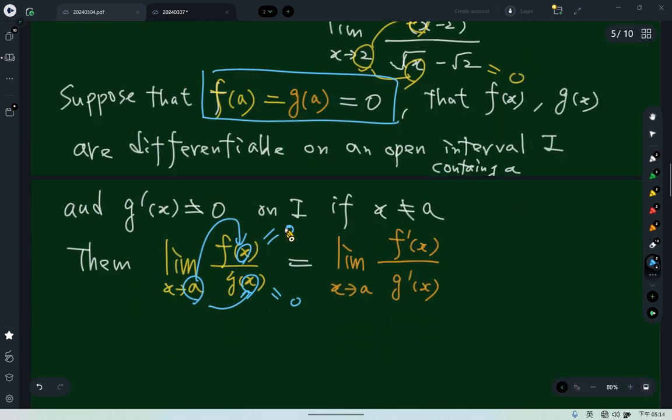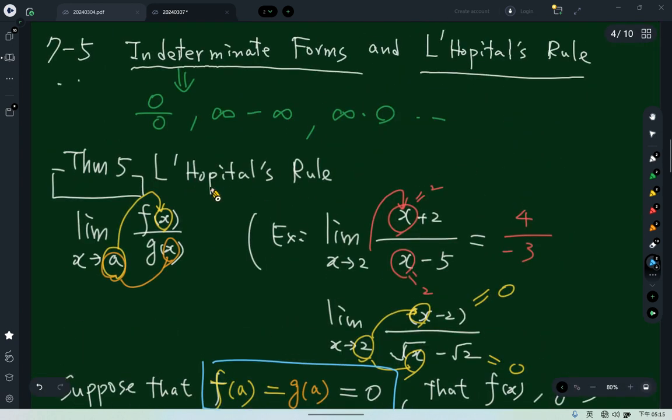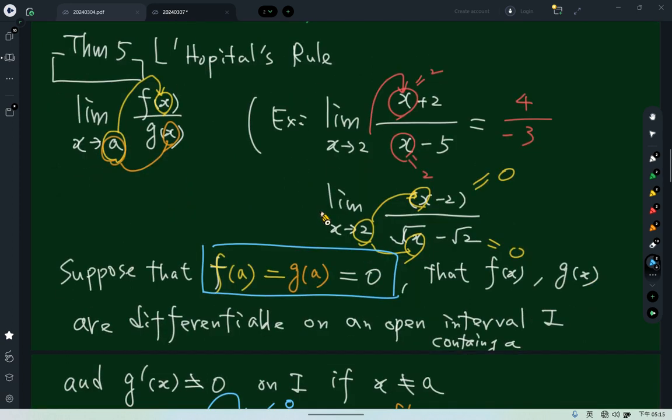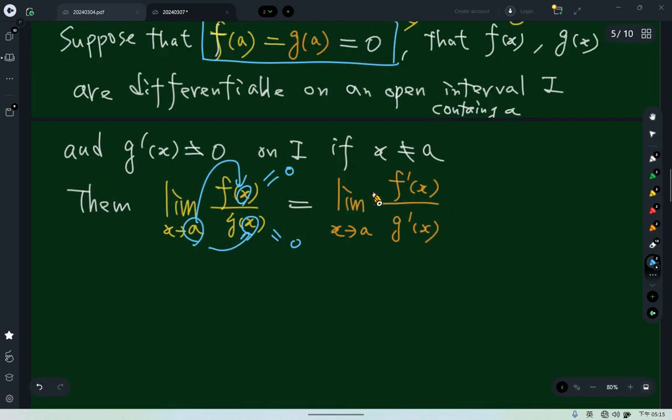At that time, you should use L'Hopital's rule. You differentiate f of x first to get f prime x, and you also differentiate g of x to get g prime x. Then the limit as x approaches a of f of x over g of x will be equal to the limit as x approaches a of f prime x over g prime x.